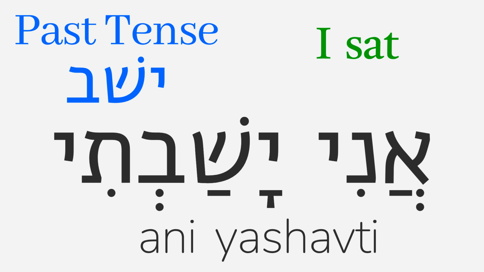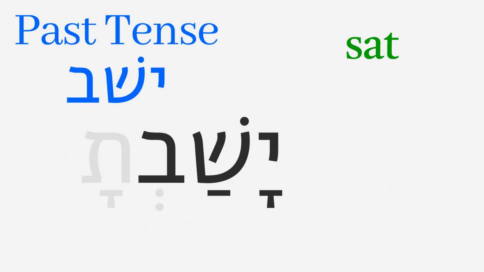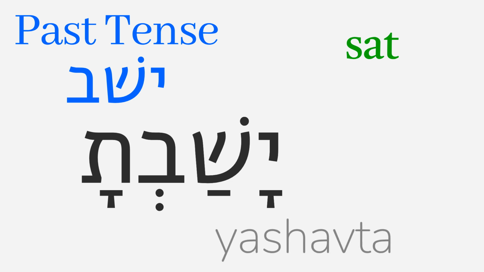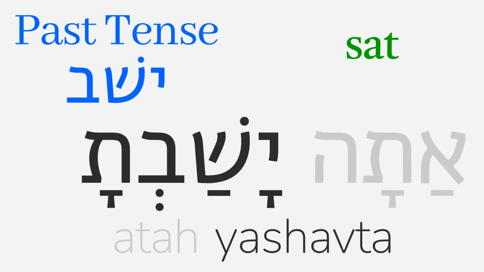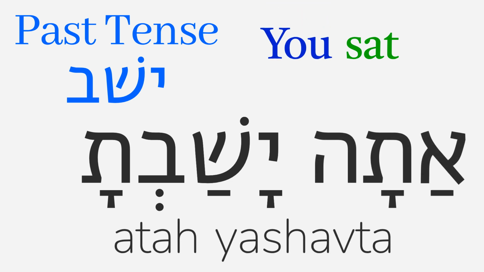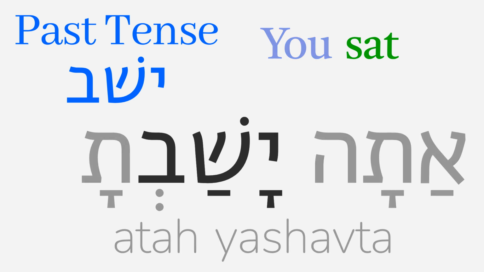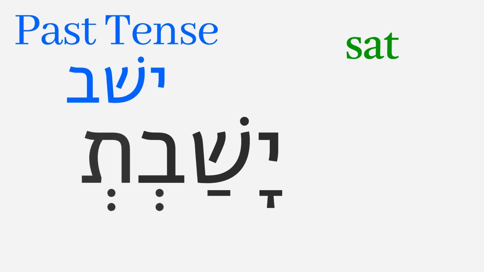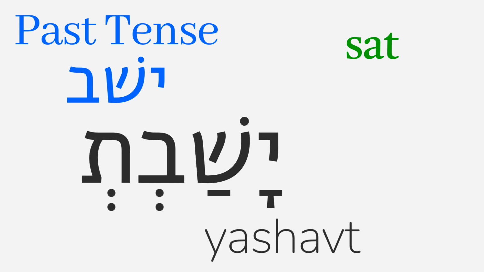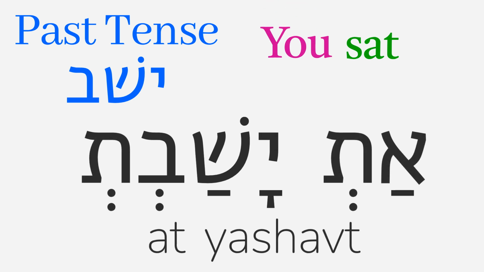Ani yashavti, I sat. Adding the ending ta, we get yashavta, which is used with the pronoun ata, you masculine singular. Ata yashavta, you sat masculine singular. Adding the ending t, we make yashavt, which is used with the pronoun at, you feminine singular. At yashavt, you sat feminine singular.